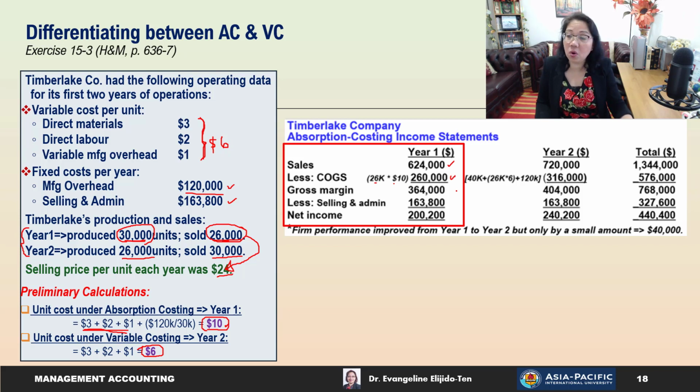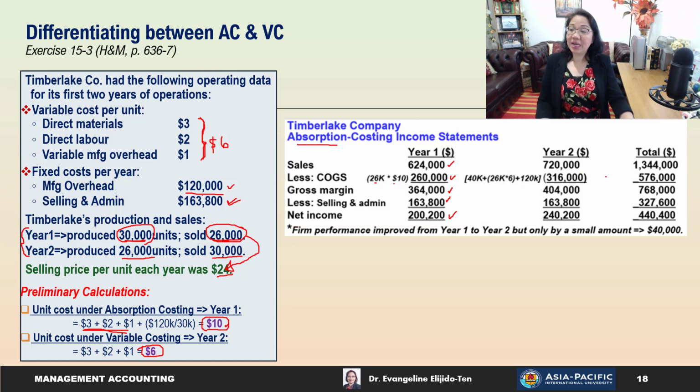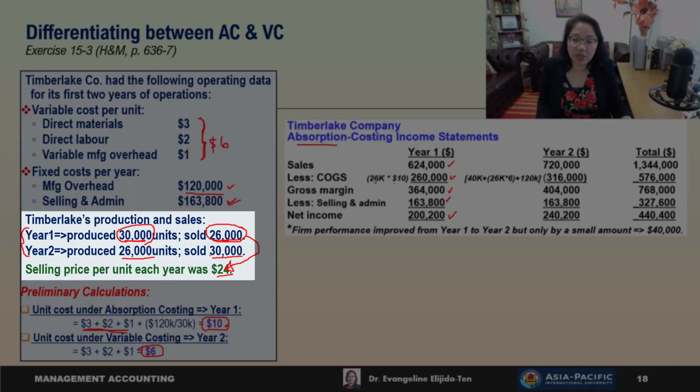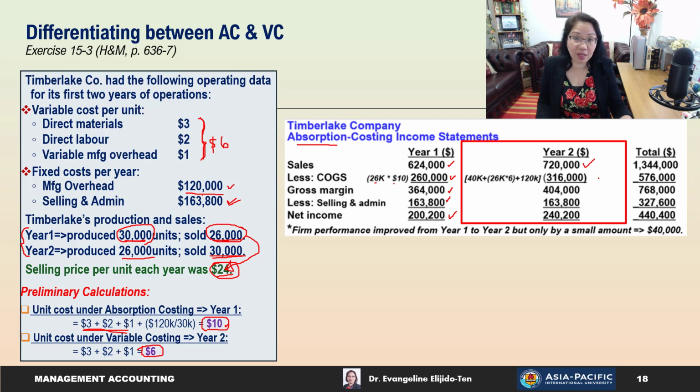Gross margin, therefore, would be 624,000 minus 260,000, 364,000. Then we deduct the selling and administrative expense of 163,800 and we'll get the net income in year 1 under absorption costing as $200,200. In year 2, we sold 30,000 units at $24 again. So that would give us 720,000.